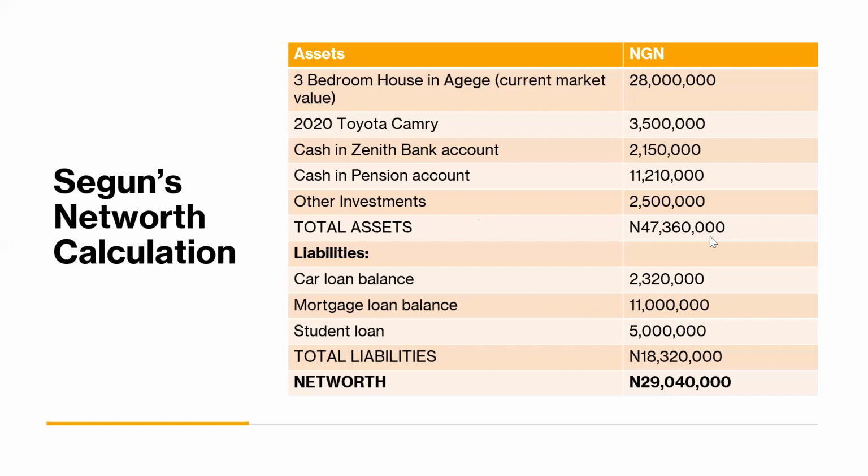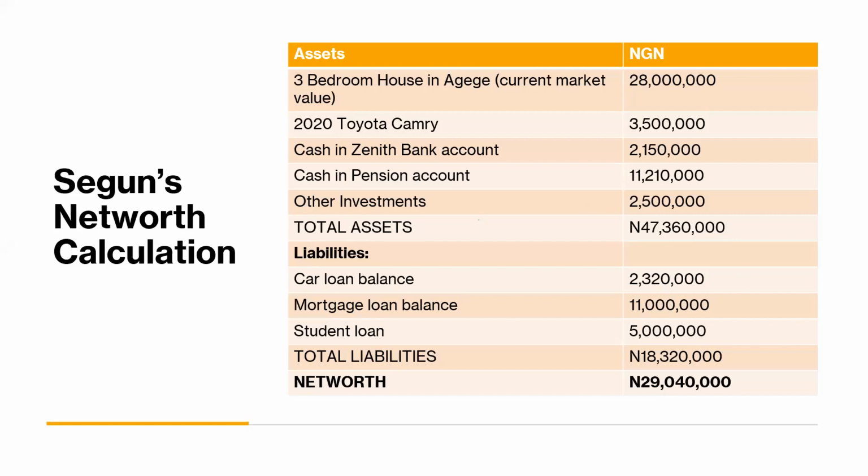So this is Segun's net worth. He has a house that is 28 million naira. His car is 3.5 million. He has cash in Zenith Bank, 2.150 million. He has cash in his pension account, 11 million. Other investments, 2.5 million. It means his total asset as of today is 47,360,000.